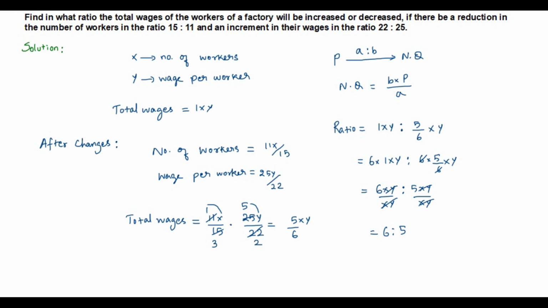So the total wages of the workers of a factory will be decreased in the ratio 6 is to 5. That's it.